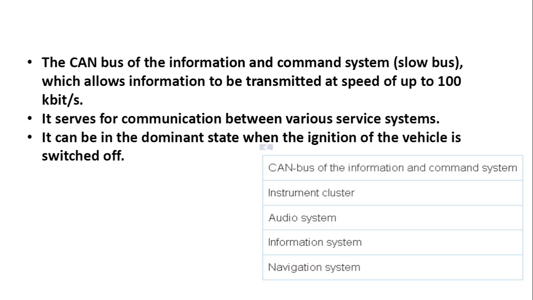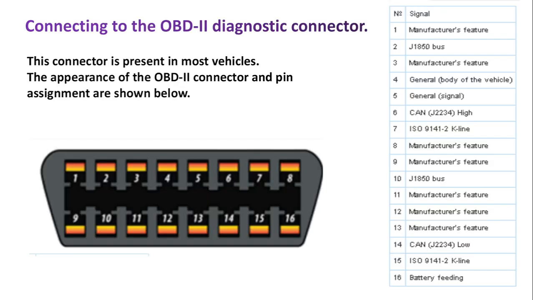In the next window, apart from the high speed and medium speed buses, there are other services, like the CAN bus information and command system slow bus, which allows information to be transmitted at a speed of up to 100 kilobytes per second. It serves for communication between various service systems, like the navigation system of the car, the information system, and the audio system of the car. These are some basic types.